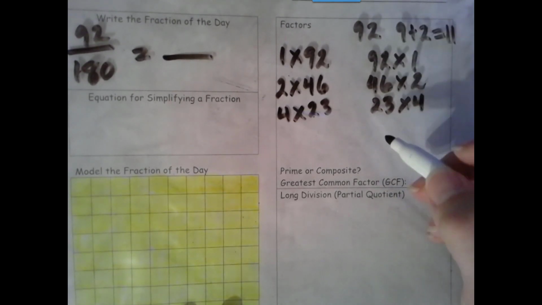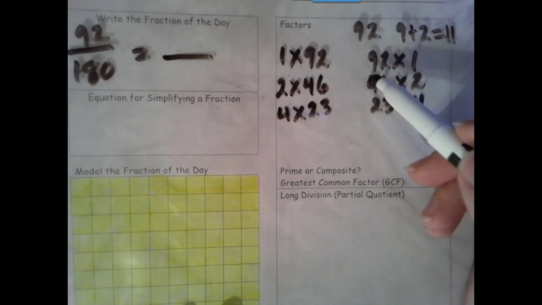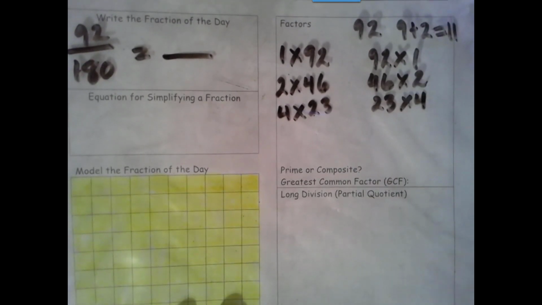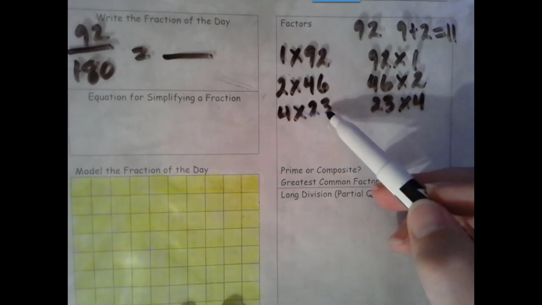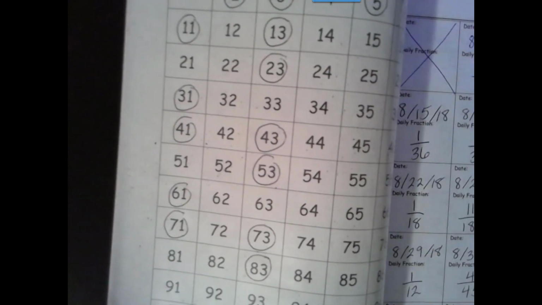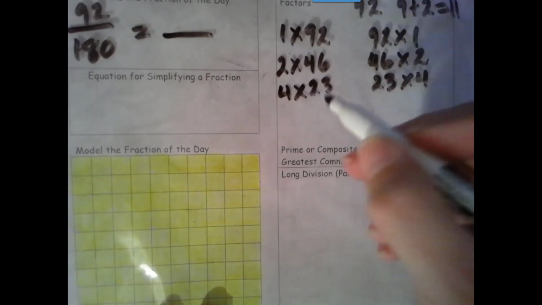We try 11. 11 times 8 is 88, then 99. 92 is not in that list, so 11 is not a factor. I'm going to see if 23 may be prime, because if we've gone in order and our second factor is prime, then we are done. Yes, 23 is prime, so we have found all our factors, because 23 won't break down into any more multiples.